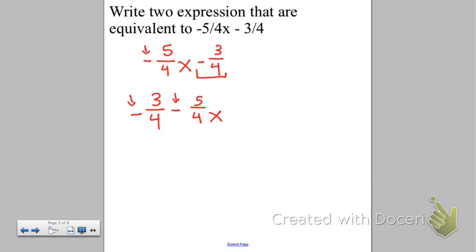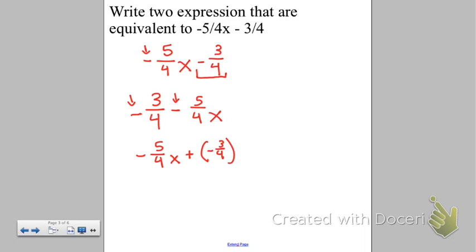Another way I could have written it is I could have kept the negative 5 over 4x but now, instead of being minus 3 over 4, I can add a negative 3 over 4. That would also be equivalent.